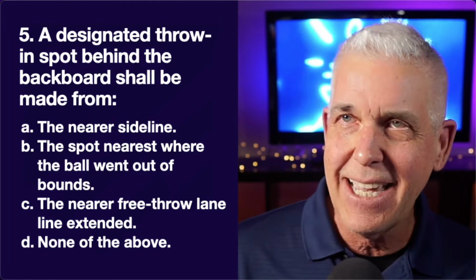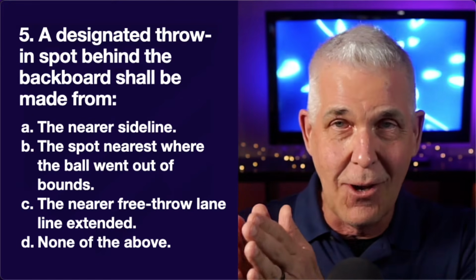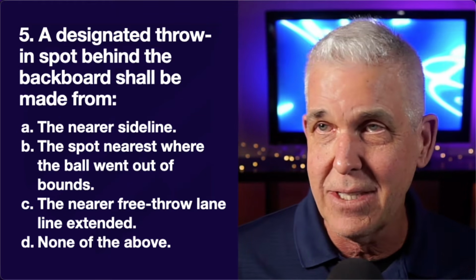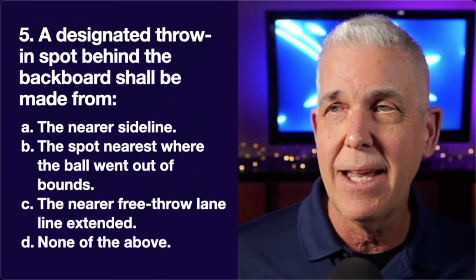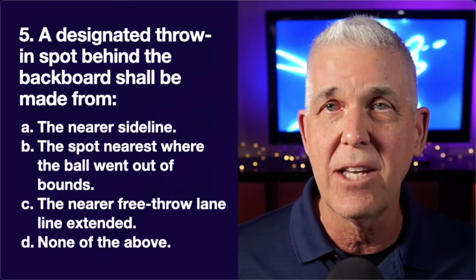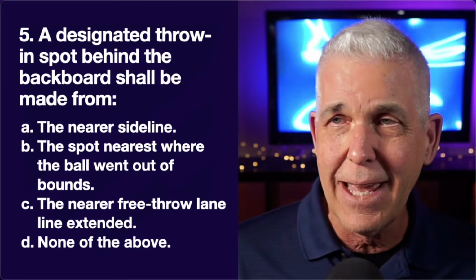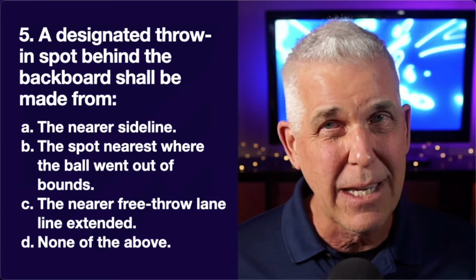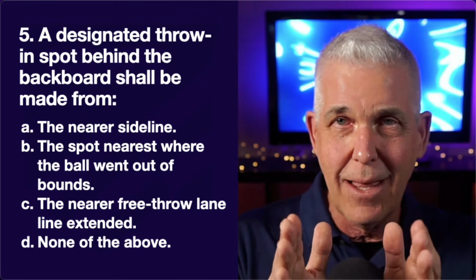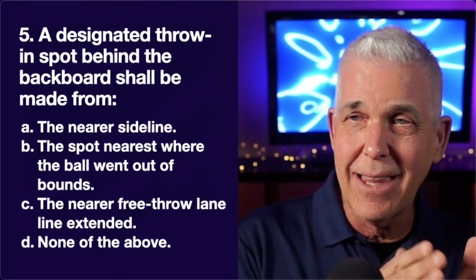A designated spot throw-in behind the backboard. I assume that means on the end line. Shall be made from the nearer sideline. That's obviously not correct. The spot nearest to where the ball went out of bounds. If we had an out of bounds violation, that would be correct. The nearer free throw lane line extended is mostly correct. The throw is not going to be from the lane line extended. It's going to be actually outside the lane area.